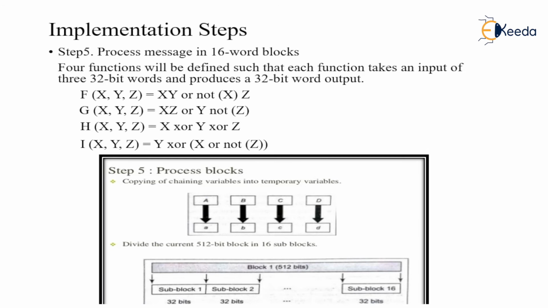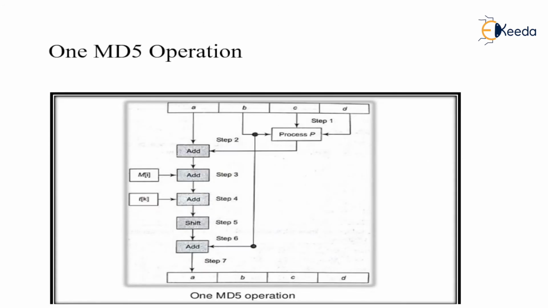which will then be giving you the final output. This is the one MD5 operation wherein you can see that A, B, C, D are the 4 blocks, or we can even say the 4 words, which are undergoing the digest functionalities. Step 1 is the process, then step 2, then addition processes are taking place, that is step 3, step 4, step 5, and at the end step 7 will give you the 32 bits of 4 blocks.